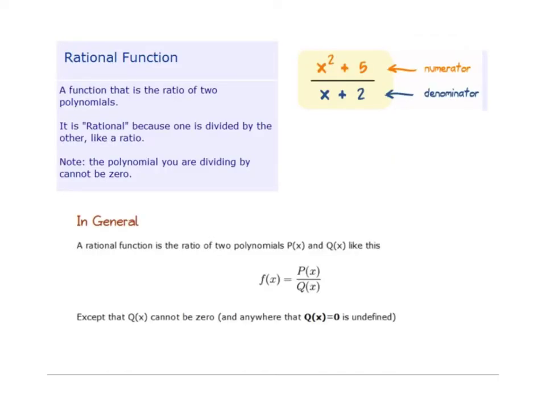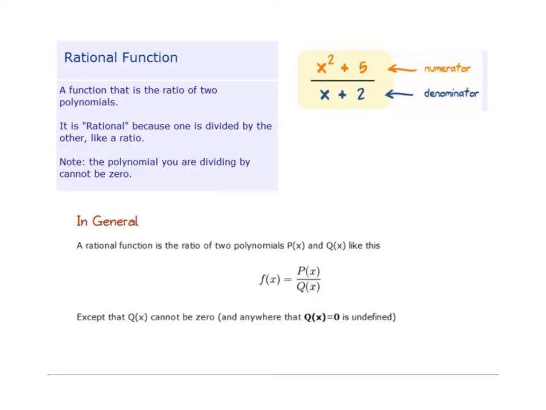Alright, just to review, a rational function is a function that is the ratio of two polynomials. For instance, if you'll look down here, this rational function is the ratio, or a fraction, of two polynomial equations. So there's a polynomial in the numerator and a polynomial in the denominator. And if you'll remember, since this is a fraction, you cannot divide by 0. So any value that makes the denominator equal to 0 is undefined.